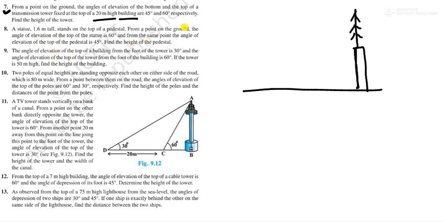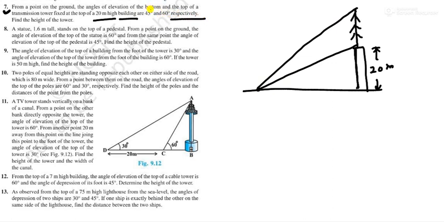The angle of elevation of the bottom and top of the transmission tower fixed at 20 meter. It means this is 20 meter, from here to here. Now from this side, the angle of elevation at top and bottom of the tower is how much? 45 and 60 respectively. So what does respectively mean? First they have written bottom and then the top. So the first angle will be for the bottom.